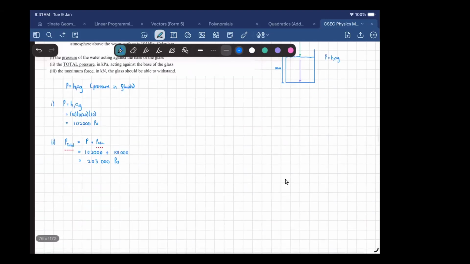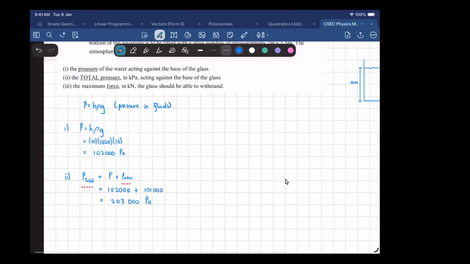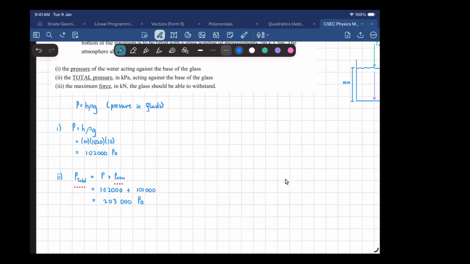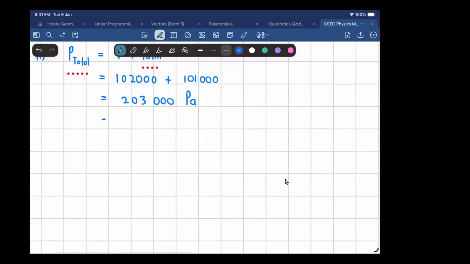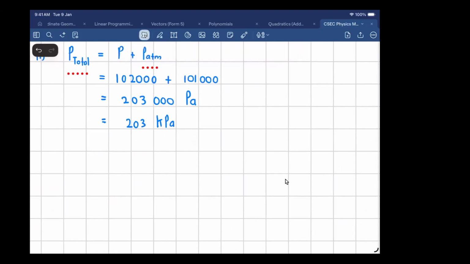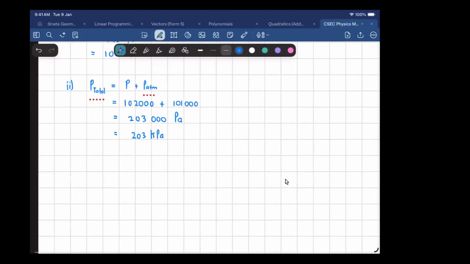They want us to figure out the maximum force in kilonewtons. Oh, watch. In part two, they wanted the answer in kilopascals, right? So when we write in this answer, we're not going to leave it like this. We should write it as 203 kilopascals. Yeah. You have to read the questions carefully because you can lose a mark like that. So be very careful when you're reading the questions.